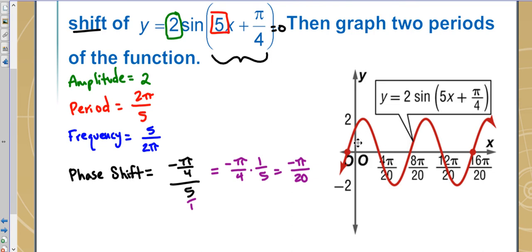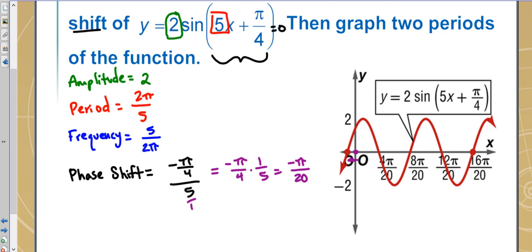So this is a sine function. Sine starts here on the origin, and it's been shifted left pi over 20 units. That's how far left it's gone. Don't get confused here. These 2's and negative 2's, that's talking about the amplitude. It has a height of 2 and a depth of negative 2. All right, so that would be how the function looks.